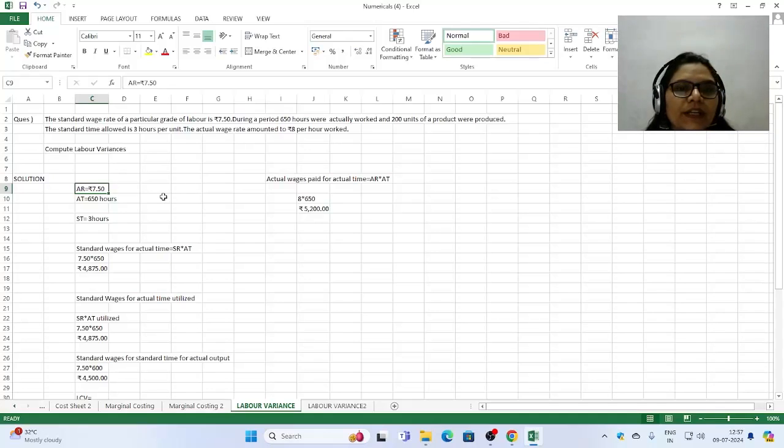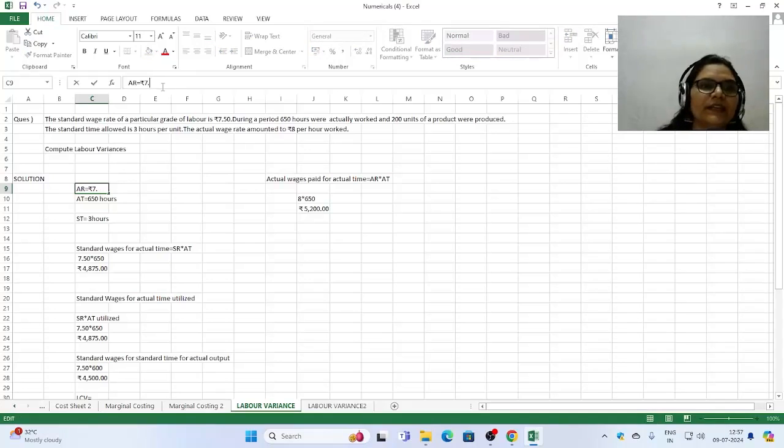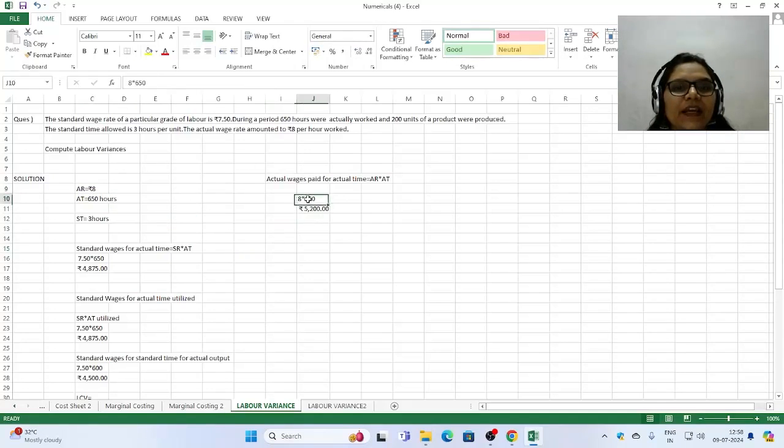No, the actual rate is actually 8. Sorry, there was a mistake. It is 8, so the actual rate is 8. 8 into actual time, which is 650 hours. So 8 into 650 will give you 5200.